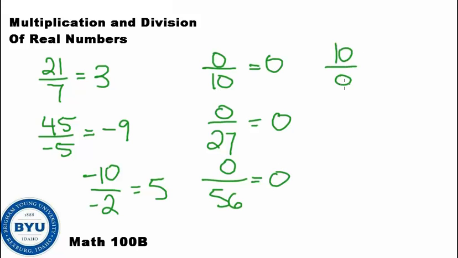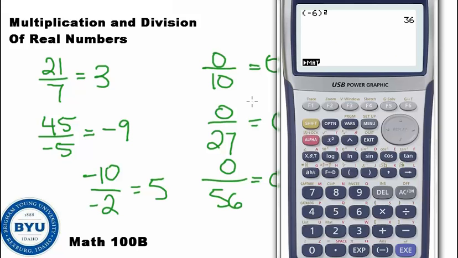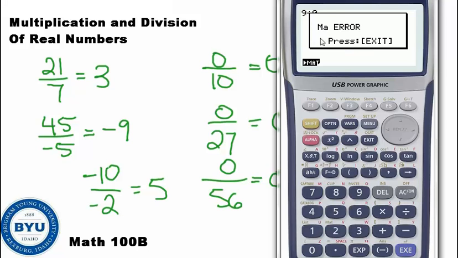10 divided by 0, or 11 divided by 0, or negative 31 divided by 0. These results are undefined. We do not know what that is. In fact, there's a big discussion on when you divide by 0, what that actually is. But we cannot divide by 0. In fact, if you try to do that in your calculator, it's going to get mad at you. If I did 9 divided by 0, oh, I got an error.